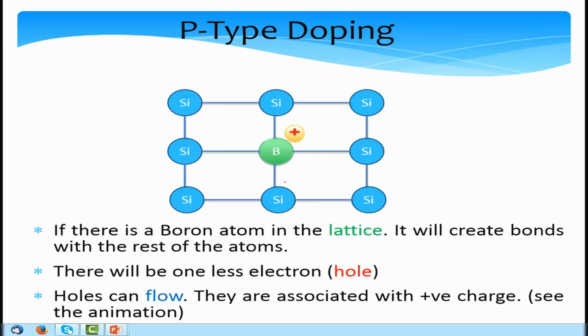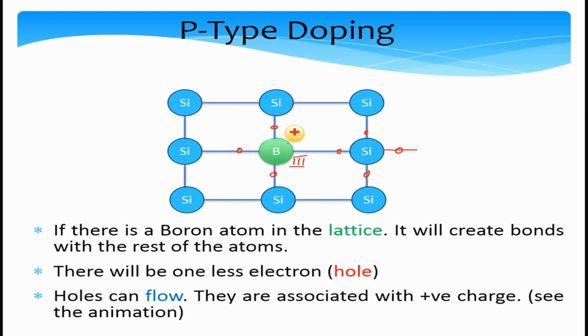Now let us assume that we replace a silicon atom with a boron atom. A boron atom is a group 3 atom, right? So it has 3 electrons in its outermost layer or orbit, and so basically there is 1 electron missing, whereas silicon has 4 electrons. So inside the lattice there is a hole over here.